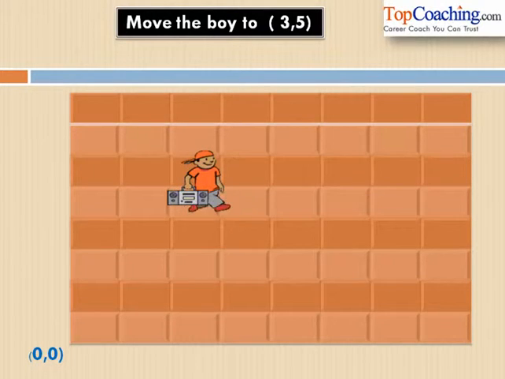How? Let us see. This boy moved 3 blocks in the horizontal direction. So the abscissa is 3. So the horizontal distance that this boy covered is 3 units. And 5 is the vertical blocks he has to cover. So 1, 2, 3, 4, 5. So this boy covered 3 blocks horizontally and 5 blocks vertically.